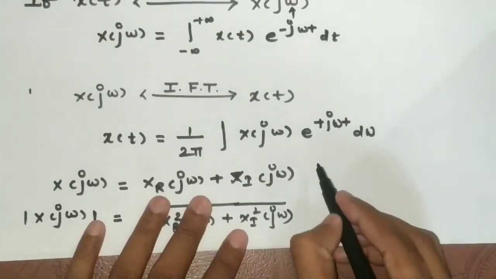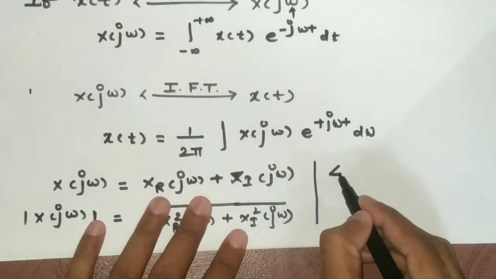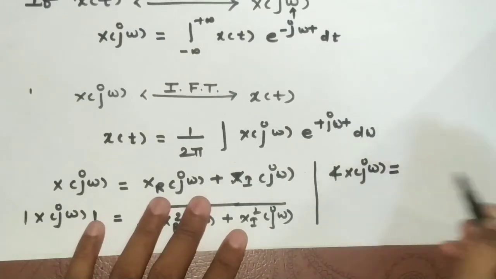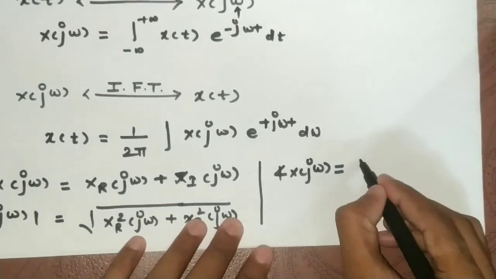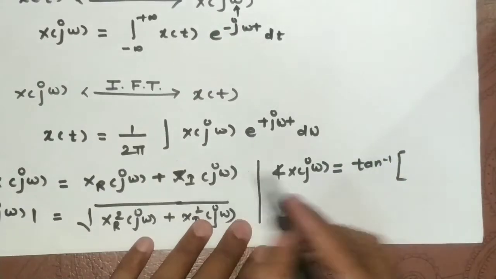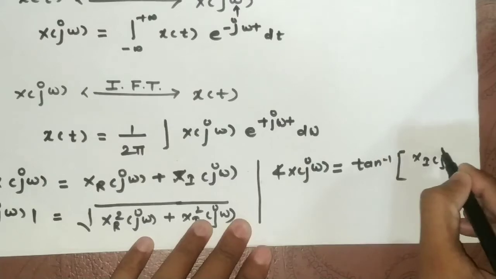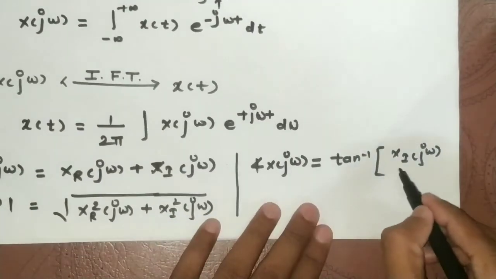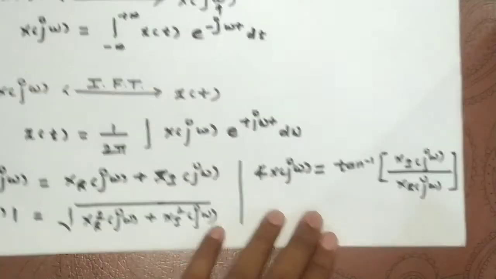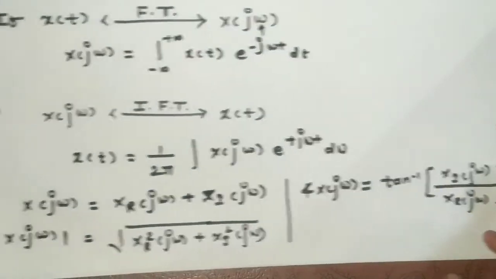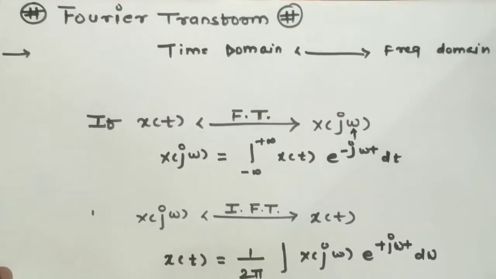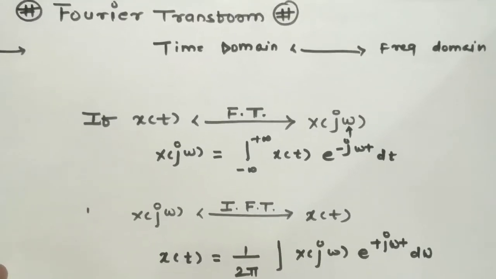Similarly, for the phase spectrum, the phase or angle of x of j omega is equal to the standard notation tan inverse of the imaginary part divided by the real part, so xi j omega divided by xr j omega. So in analysis of signals, two important terms are there: one is the magnitude spectrum and the other is the phase spectrum. This is about the representation of the Fourier transform.